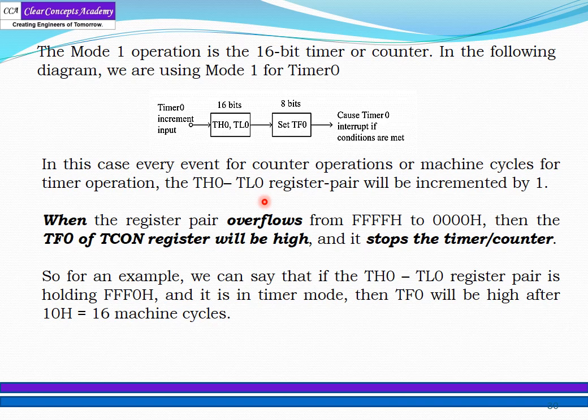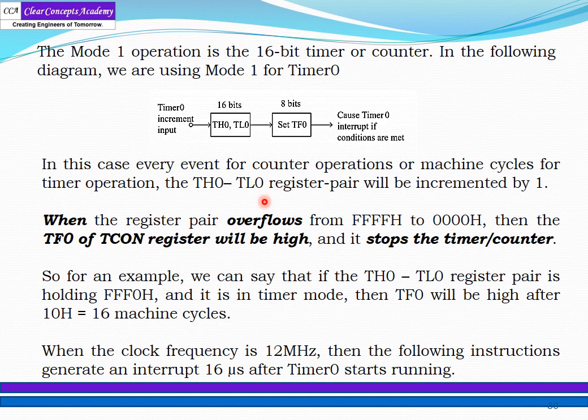is in timer mode, then TF0 will be high after 10 hexadecimal, that is 16 machine cycles. When the clock frequency is, say, 12 MHz, then the following instruction generates an interrupt 16 microseconds after timer 0 starts running. If you are setting FF and F0 in the registers, and the clock frequency is 12 MHz, then after timer 0 starts running, after 16 microseconds, it will generate an interrupt.